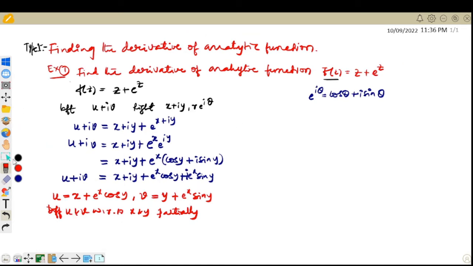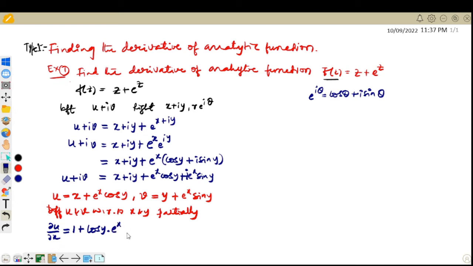Now dou u by dou x. Dou u by dou x is, first term contains only x alone, so x with respect to x is 1. For the second term, it is e raised to x into cos y. We are differentiating with respect to x, so cos y is treated as a constant by the principle of partial differentiation. Differentiation of e raised to x is e raised to x.